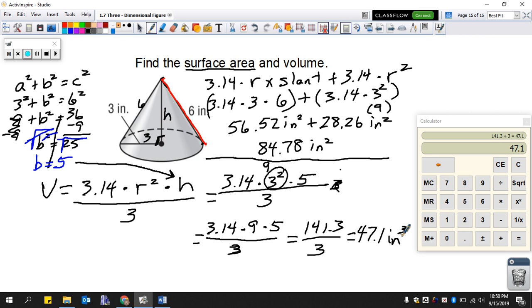All right, so that should do it for this lesson. And there's a lot of figuring and stuff, but if you take your time and you use the formulas that you're given and just plug in the numbers, you shouldn't have any problem doing this. If you have any questions, get in touch with me and let me know.